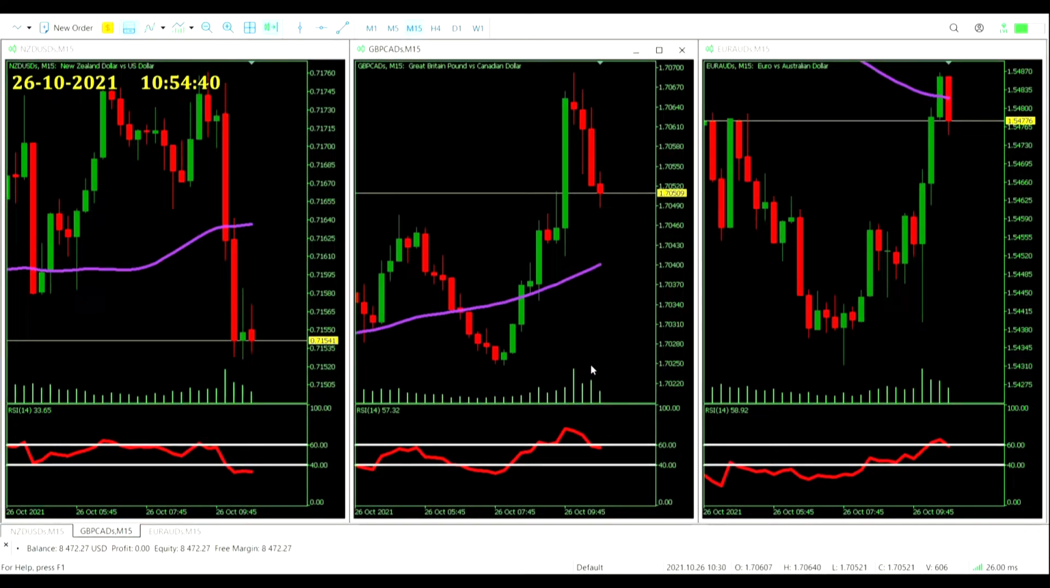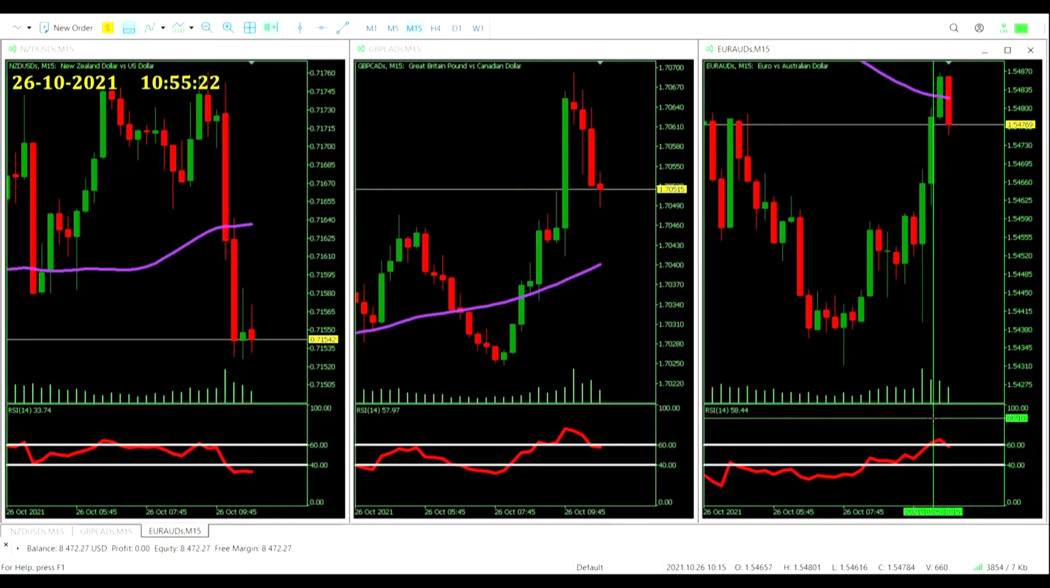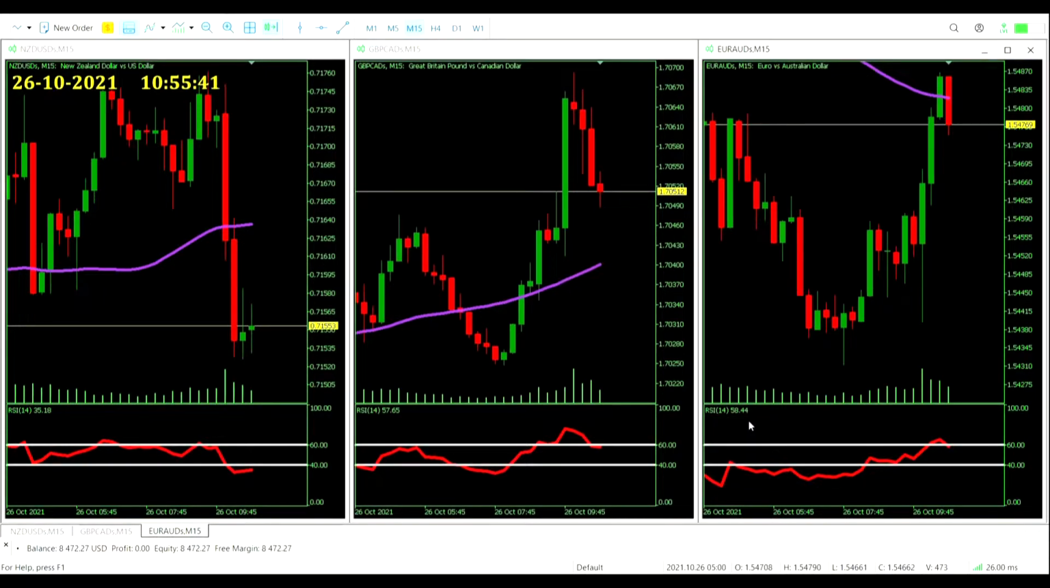Great British pound Canadian dollar, this is a lot closer. The RSI is floating around about 57. If this candle here was to turn green, closed in 5 minutes or so, if it was to turn green, the RSI likely would get above 60. And we can see the price is above the moving average, so we'd be in. Euro Australian dollar, this had a run up. We wouldn't have been able to get in on this move here. But now the RSI is down around 58. If we saw a green candle come, then price would be above the average as well. Definitely potential for a buy trade there.